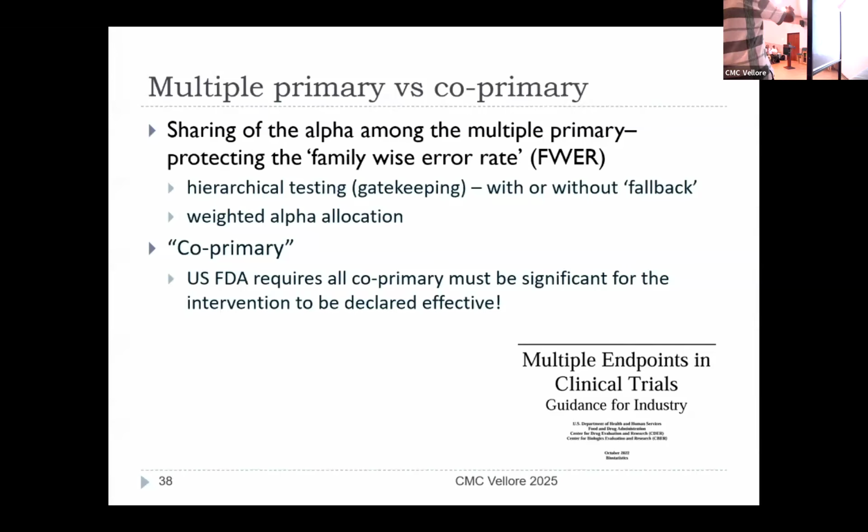Now, the other one is they sometimes do it with what's called fallback. Fallback is I don't initially give all of it to this. I'll give this one, let's say 0.4, and keep 0.1 for this. If it's significant, that gate is open and that 0.4 comes here, and now I test this at 0.5. But if the gate is not open and I stop this one, I still can test this one at 0.01. So I keep some of it so that I can do it there.